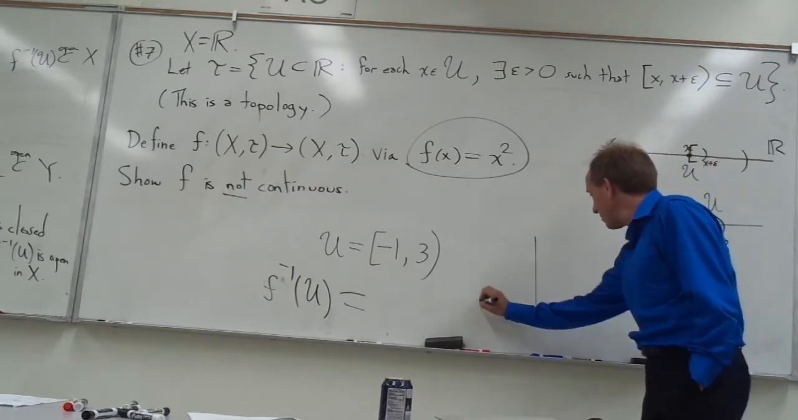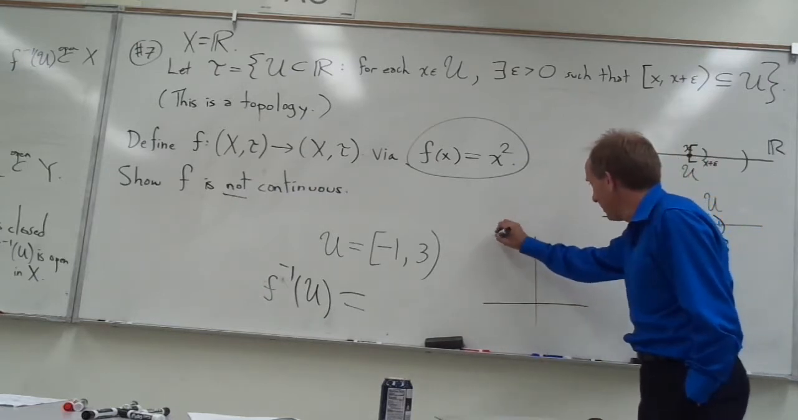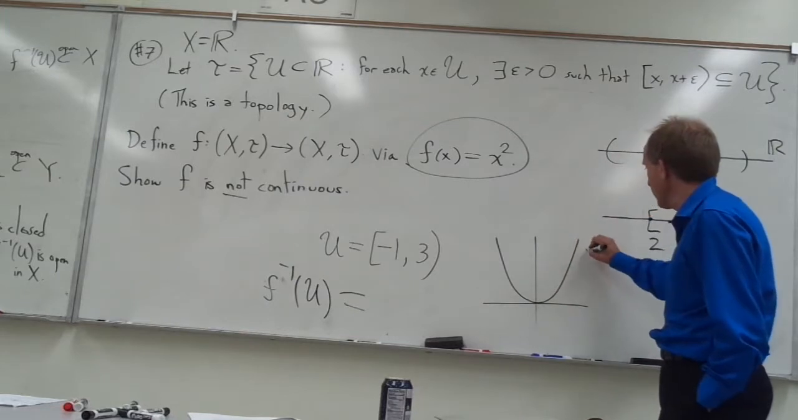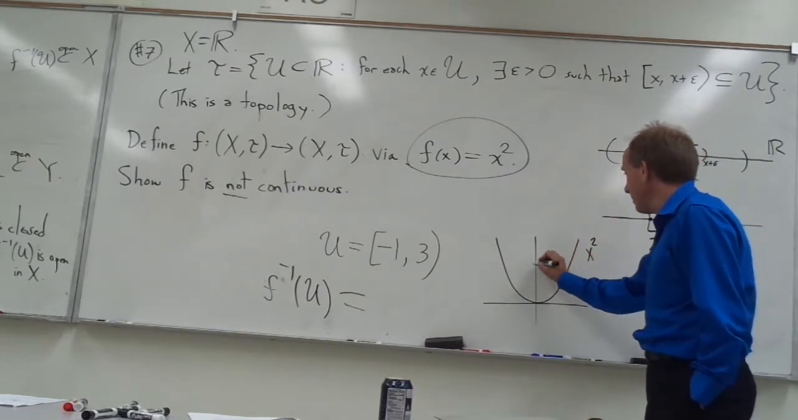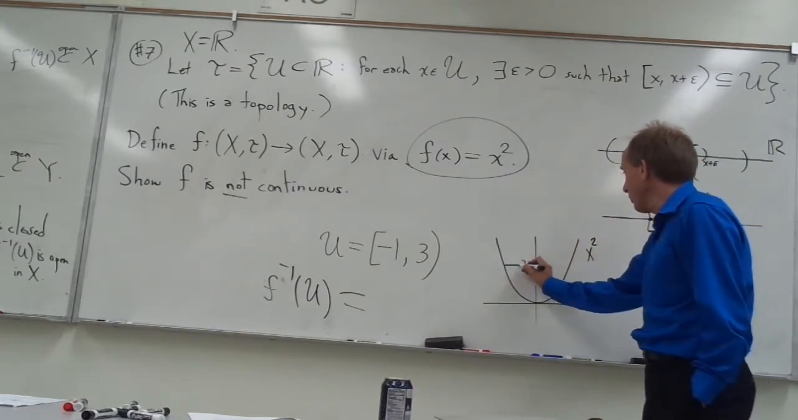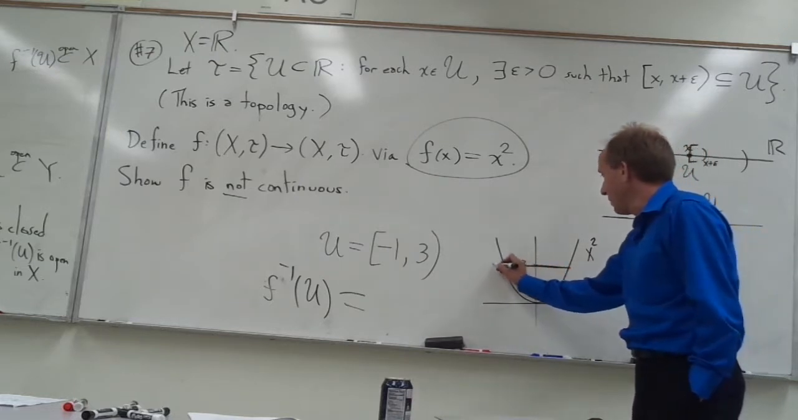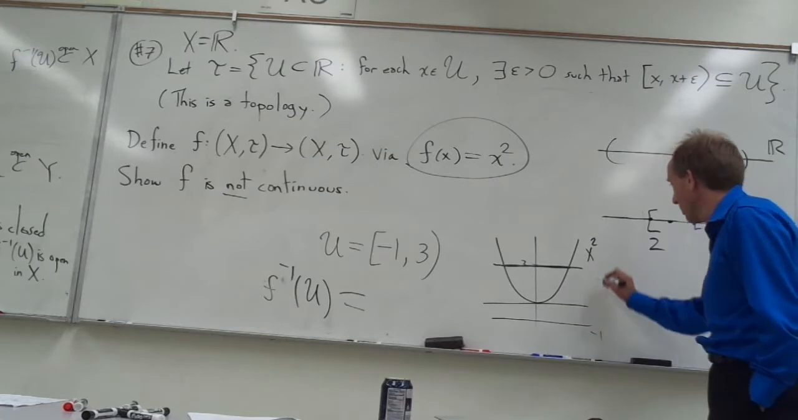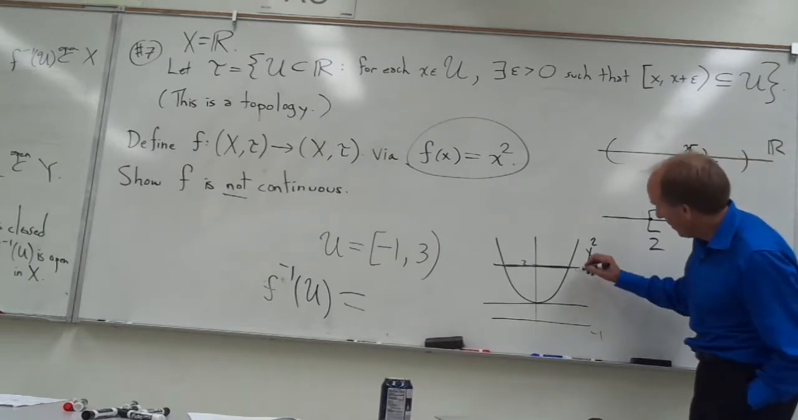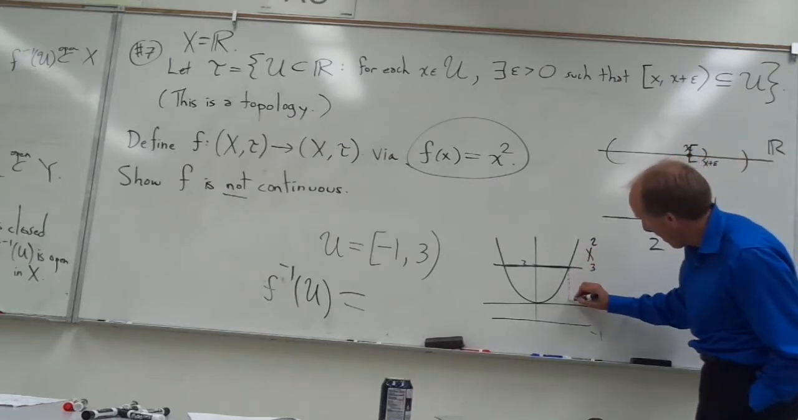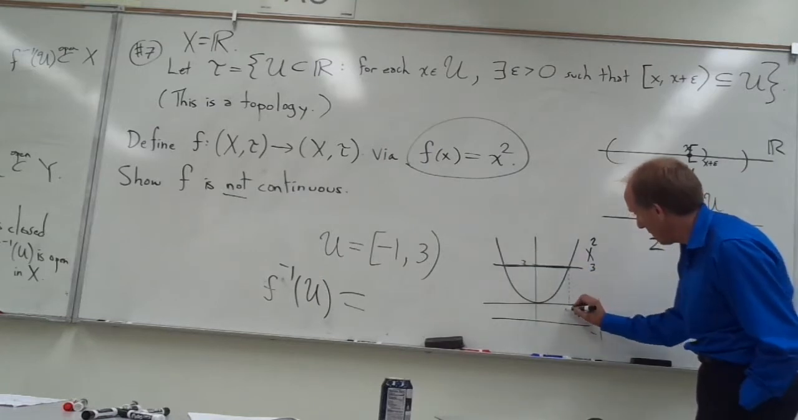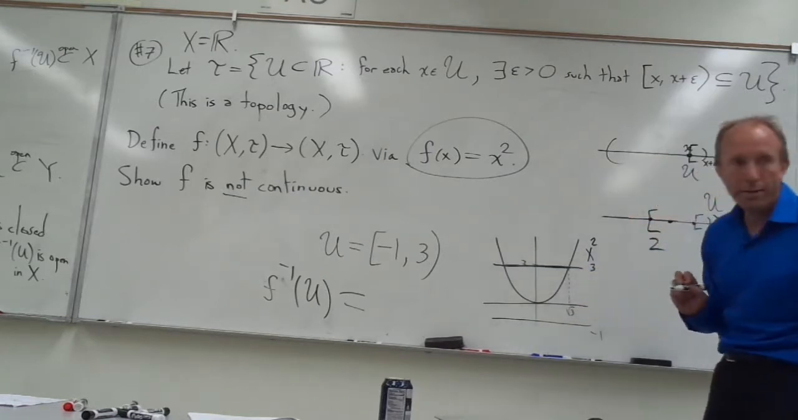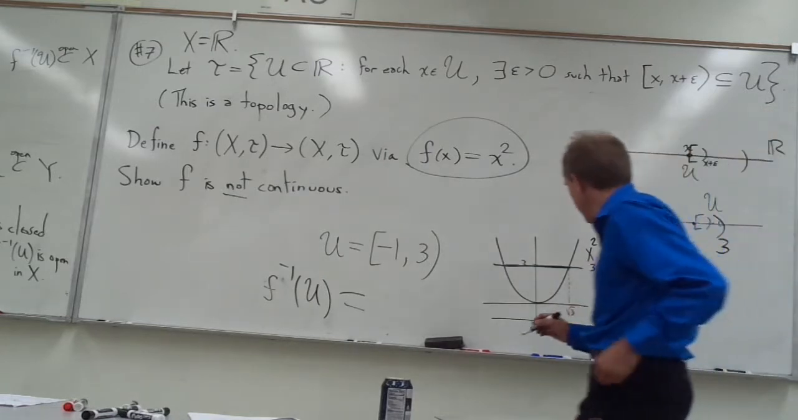I mean, maybe it just helps to draw the parabola. So here's x squared, and 3 is somewhere here. So we're looking for which inputs stay below 3 and above -1. Here's -1, here's 3. Well, this is going to be the square root of 3, I think. Yeah, square root of 3 does it.